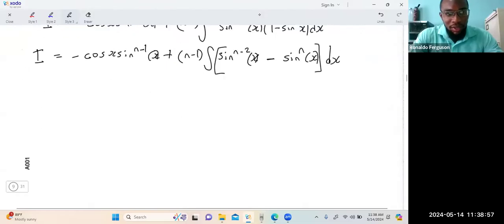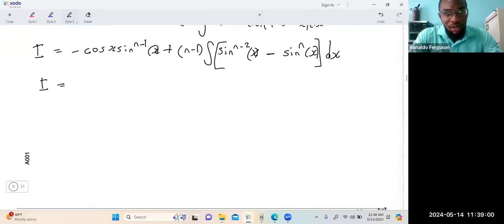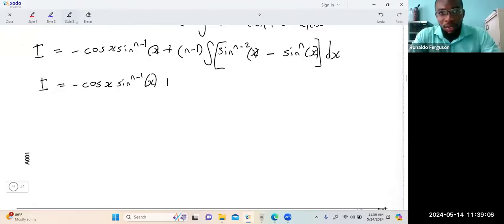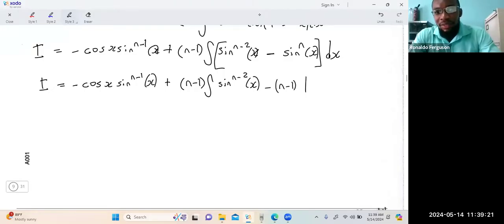So now we can separate it. So I equals minus cos x sine to the n minus 1x plus, you can break them up as two separate integrals, n minus 1 times the integral of sine to the n minus 2 of x, and then this is now minus n minus 1 times I.